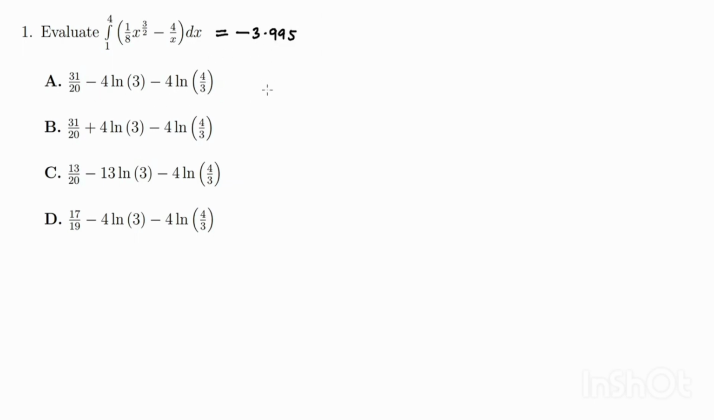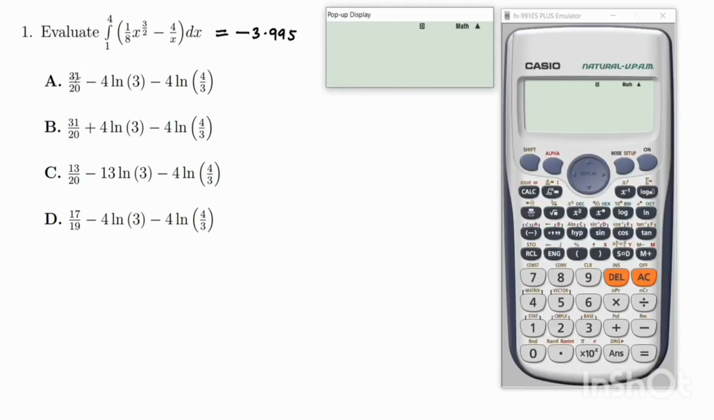So let's add that. Now for the first option, you see that's 31 over 20 minus 4 ln 3 minus 4 ln 4 over 3. So let's input that. Now here's the fraction. Press your fraction key. So we have 31 over 20. So press the arrow down. We have 20. Then minus 4, so we have 4 ln 3. This is just your ln key. Then press 3. Then close the bracket.